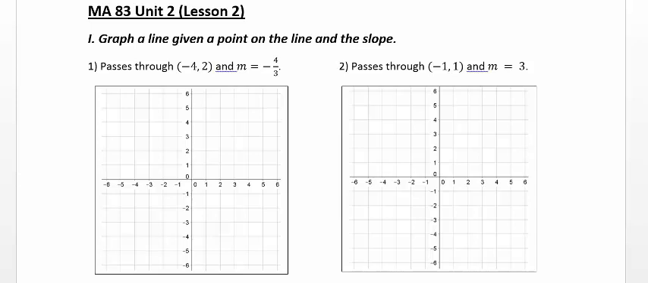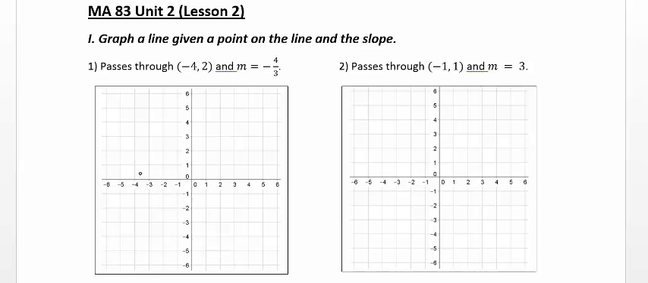Math 83, Unit 2, Lesson 2. We're going to graph a line, given a point on the line and the slope. So number 1, we want to graph the line that passes through the point -4, 2 and has a slope of -4/3. So to start out, we want to plot the point -4, 2.